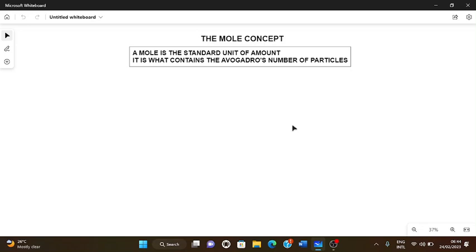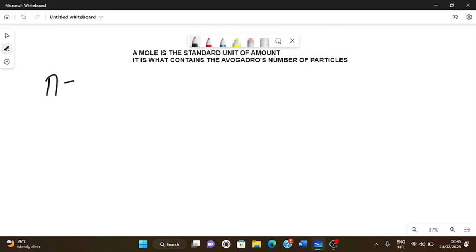You can go back and watch the video. And we also stated the relationship between the number of moles, the mass, and the molar mass or the atomic mass. We're meant to understand that the number of moles is equal to mass over molar mass if it's a compound, or the number of moles is equal to mass over relative atomic mass if it's an element.